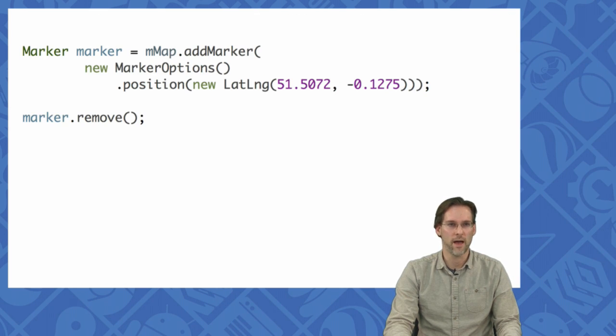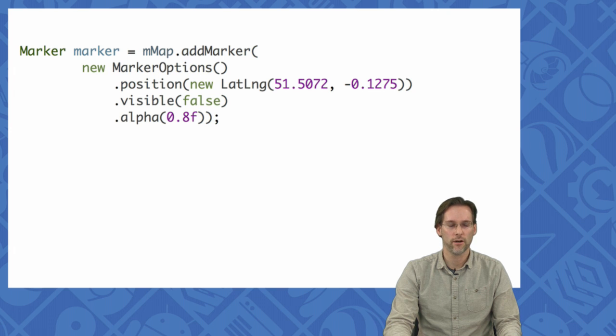Adding a marker to the map is as simple as calling AddMarker on the Google Map object with a marker options object as a parameter. An instance of a marker is returned from AddMarker so that you can later update or remove the marker. You can remove a map marker by calling the remove method on the marker instance.